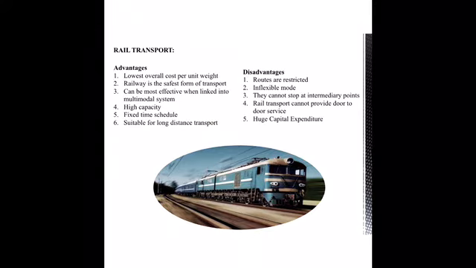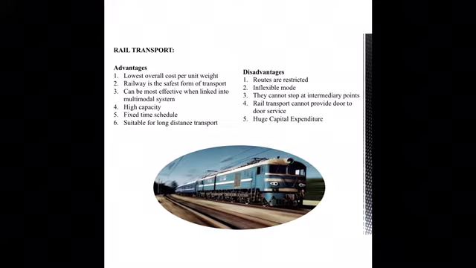And the disadvantages we face in rail transportation: we have very restricted routes. It's not possible for us to construct railway tracks in all regions, and it is also an inflexible mode. It is not possible to change the route, and the timings are all restricted. Trains also cannot stop at intermediate points; they will stop only at the fixed, predetermined stations. One cannot stop the train wherever one wishes, but in road transportation, that is up to you. You can stop your vehicle at any point you require.